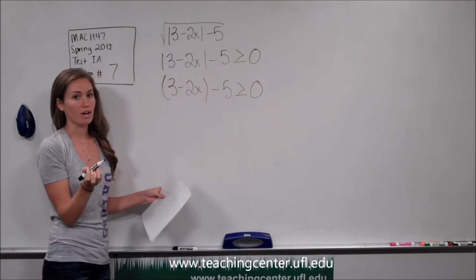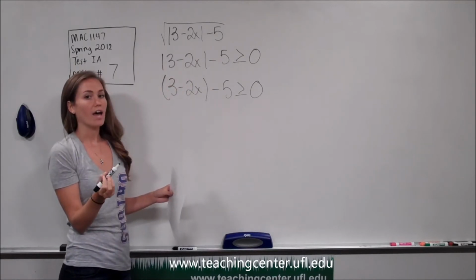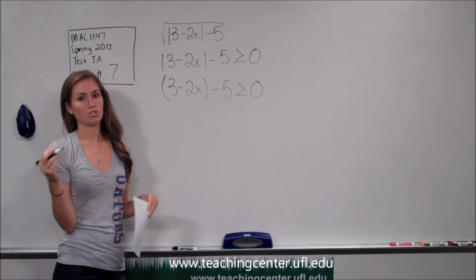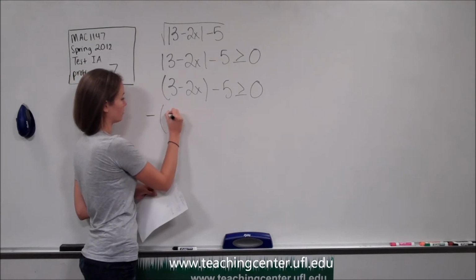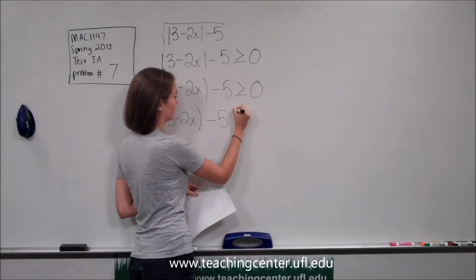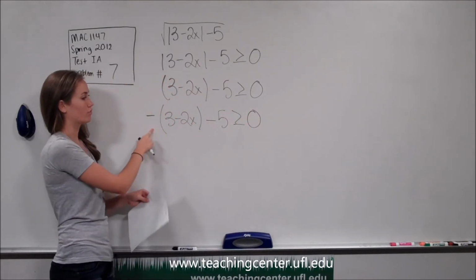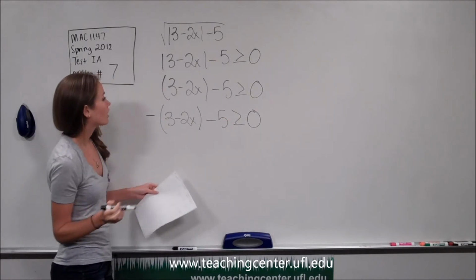And then also we have to assume that whatever is in the absolute value bars is negative. And so if we know that it's always going to be negative, to get rid of the absolute value bars, we just multiply it by a negative. So then it becomes negative (3 minus 2x) minus 5 greater than or equal to 0. And now we can just solve for both of these to see what x has to be greater than or less than or equal to.